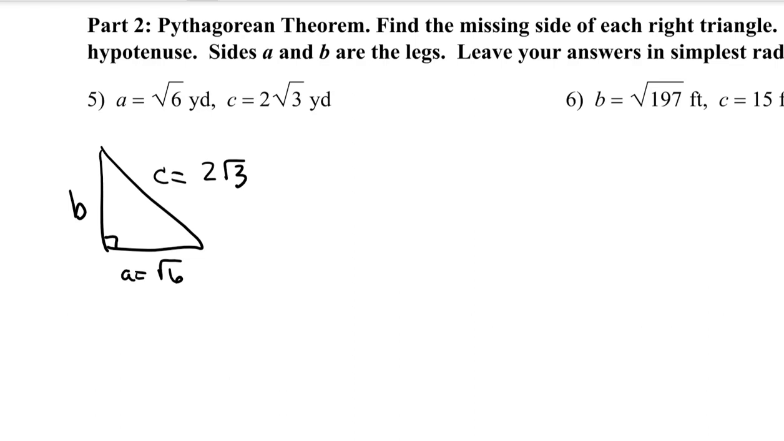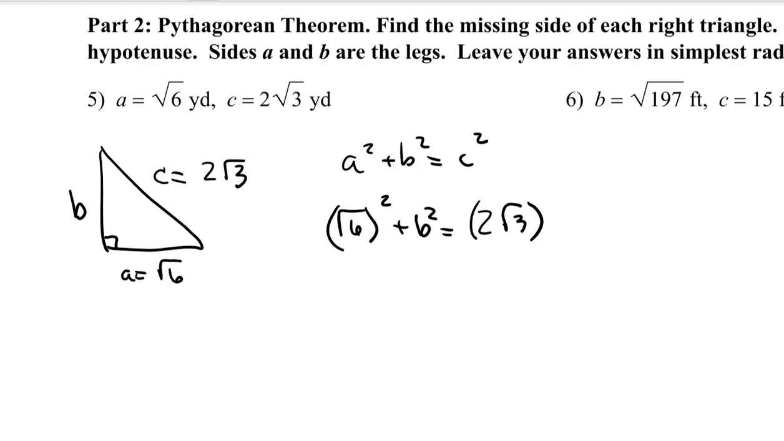So the Pythagorean Theorem is simply A squared plus B squared equals C squared. You might see that flipped around and have the C squared part in front, but we're going to do A squared plus B squared equals C squared. So the A squared has a square root of 6, we'll square that. B we don't know yet, so we'll leave that the same. And then C squared is going to be 2 square roots of 3, squared.